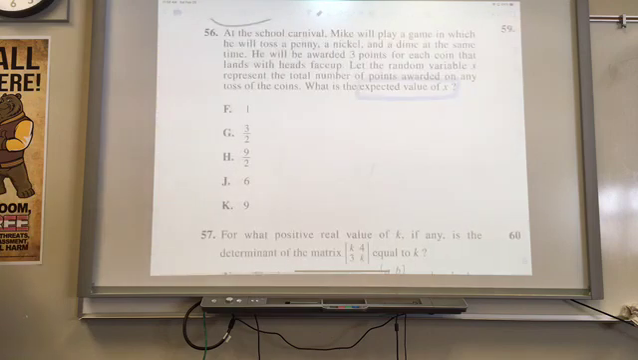So now look at this. See if you guys can find the expected value of this carnival game. He tosses a penny, a nickel, a dime. You get 3 points if you get heads, 0 points if you get tails.